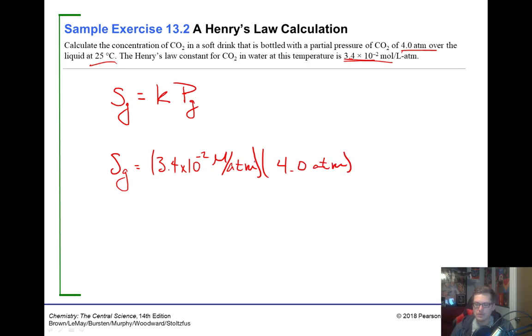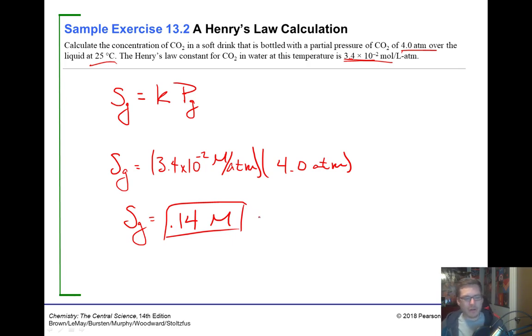Now, you can either memorize this formula, or if you just pay attention to your units, you notice that atmospheres is down here and atmospheres is up here. If we multiply these together, the atmospheres cancel, and we're left with molarity, which is the concentration. So we take 3.4 times 10 to the negative 2, times 4, and we end up with 0.136. With 2 sig figs, it would be 0.14 molar. Nailed it. Cool, so that's Henry's law.